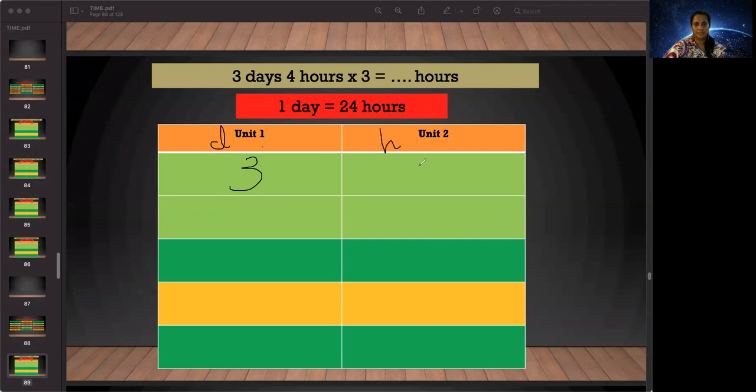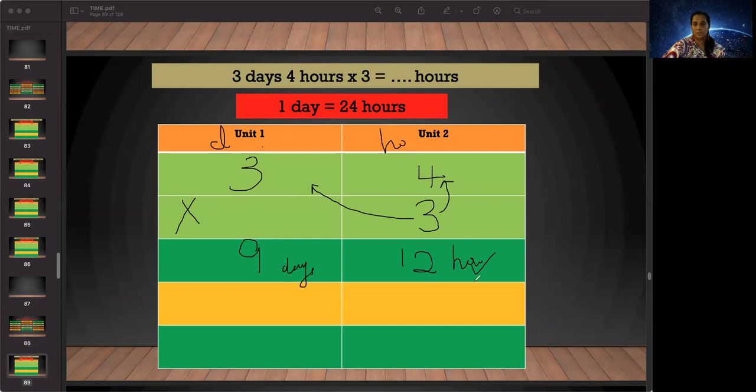So 3 days, 4 hours multiplied by 3. Do it like a normal multiplication, a standard written method, except that you treat it as happening within the unit. First you take 3 multiplied by 4, and here you would have 12 hours. Again, don't forget 3 times 3 is 9, so here we'll have 9 days.